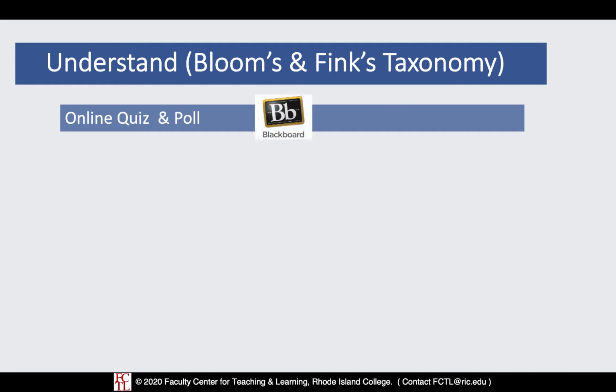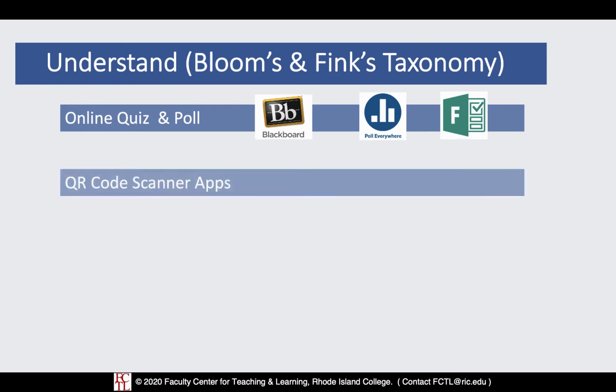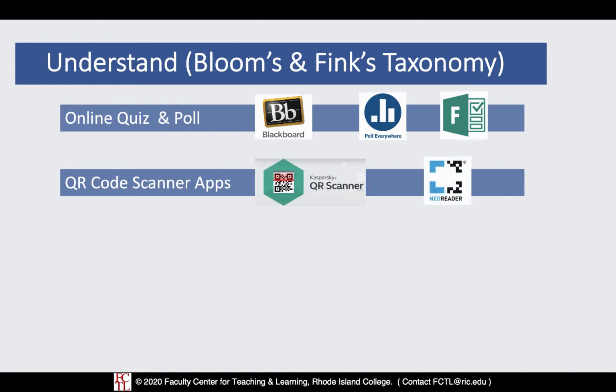Common tools are Blackboard, Poll Everywhere, Microsoft Forms. QR code scan. Some of your online polls will generate a QR code. Students have to scan the QR code to access the quiz. Therefore, students need to have a QR code scanner app on their mobile phone. Common QR code scanner apps are Kaspersky's QR scanner and NeoReader.